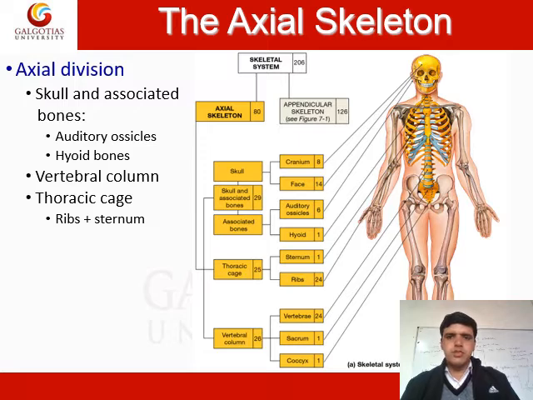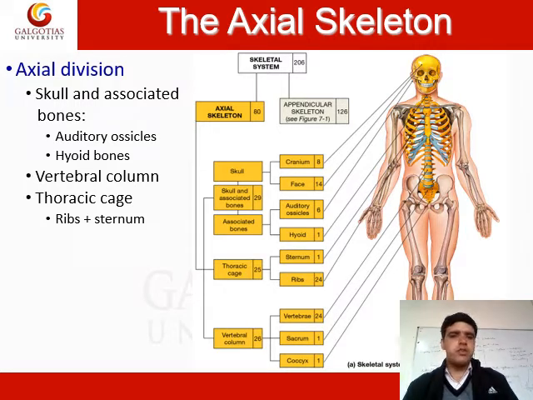Basically, the skeletal system, based on the location in the body, can be divided into two divisions. First is the axial division and the other is the appendicular division. In other words, the axial division is known as the axial skeleton, which comprises the main portion, or the central portion, or the core of our body.